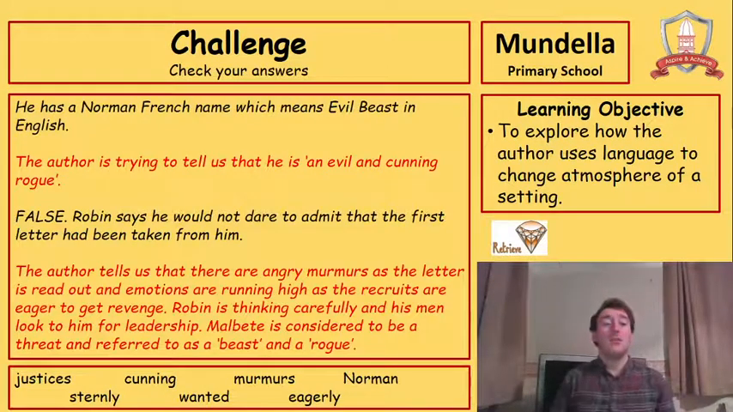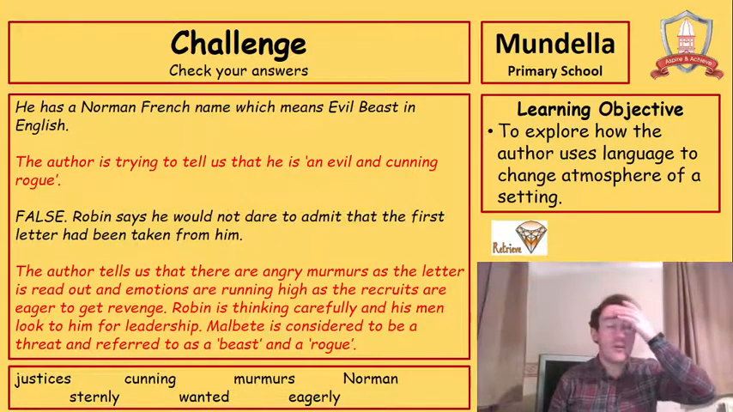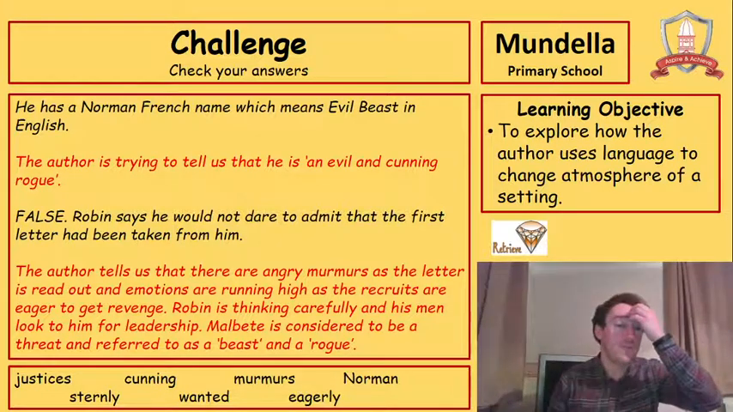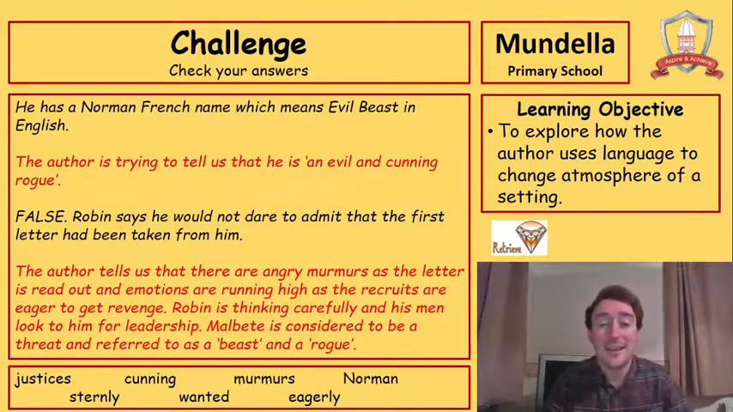Okay, so Friar Tuck tells us that Malbeat has a Norman French name, and it means evil beast in English. So the author is trying to tell us, and it says in the letter, that he is an evil and cunning rogue. Oh, no, it doesn't. It said that when Robin said that. It said he was bold and cunning in the letter.